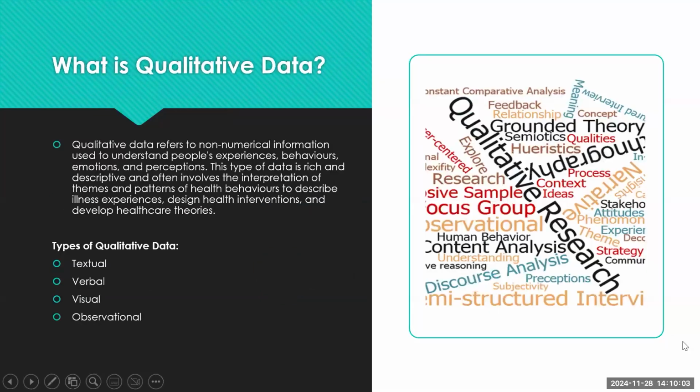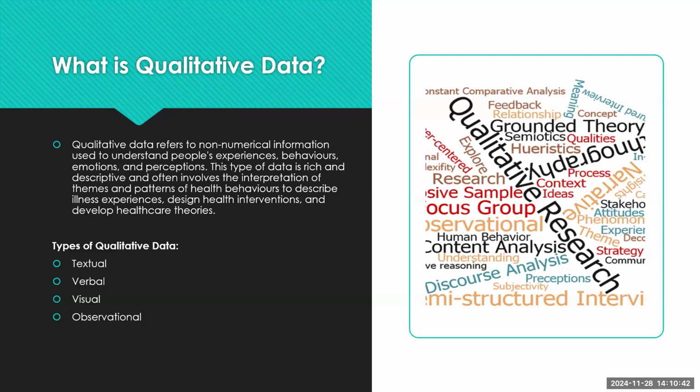So what is qualitative data? Qualitative data refers to non-numerical information which we will be using to understand what I've just said previously, which is the experiences, behaviors, emotions, and perceptions of individuals who are of concern. So this type of data is rich and descriptive, and it often involves the interpretation of themes and patterns of health behaviors to describe illness experiences, as well as design health interventions and develop healthcare theories.